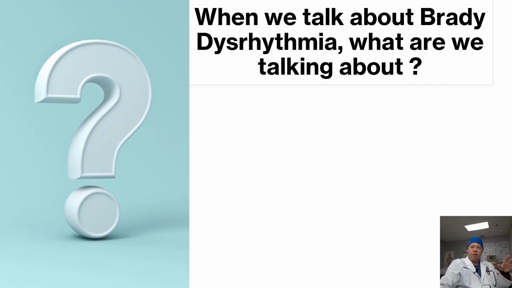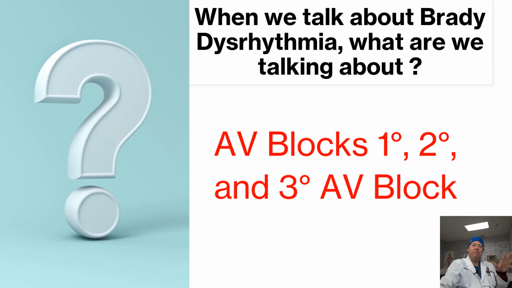Okay, every time we talk about bradycardia or bradydysrhythmia, I want you to think automatically in atrioventricular blocks. And we have three types: AV block type 1, or first degree AV block, AV block type 2, which has two subdivisions that I'm going to explain later on, and third degree AV block. Think: bradycardia, AV blocks.